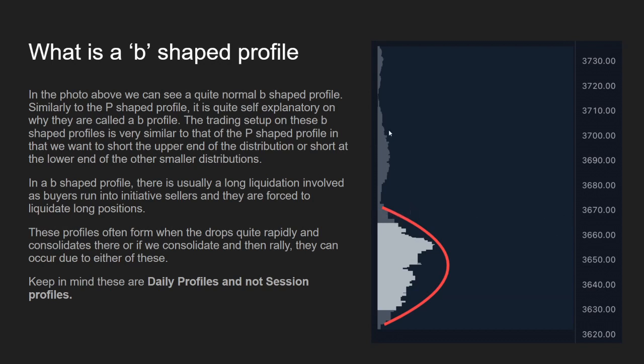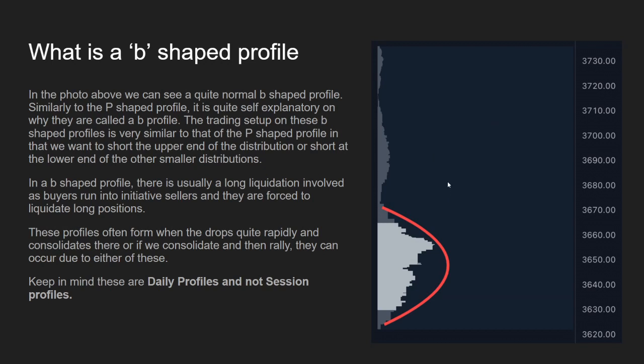How are B-shaped profiles formed? In a B-shaped profile, there is usually a long liquidation involved as buyers run into initiative sellers and are forced to liquidate long positions. These profiles often form when the drops occur quite rapidly and we consolidate in a certain area for quite a bit, or if we consolidate and then rally, the rally tends to occur at the end of the day as we do not get as much volume traded, and thus we are left with a B-shaped profile.